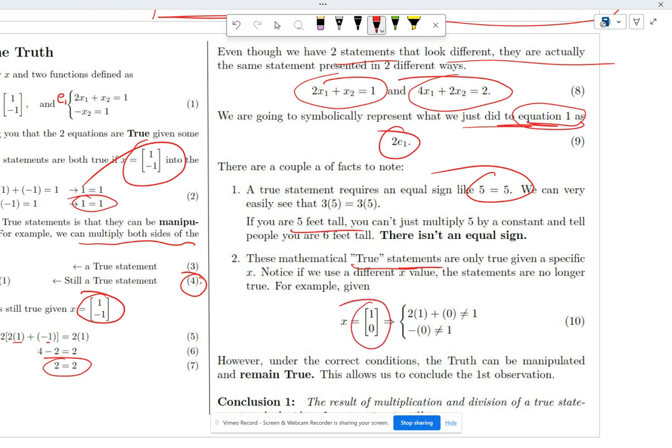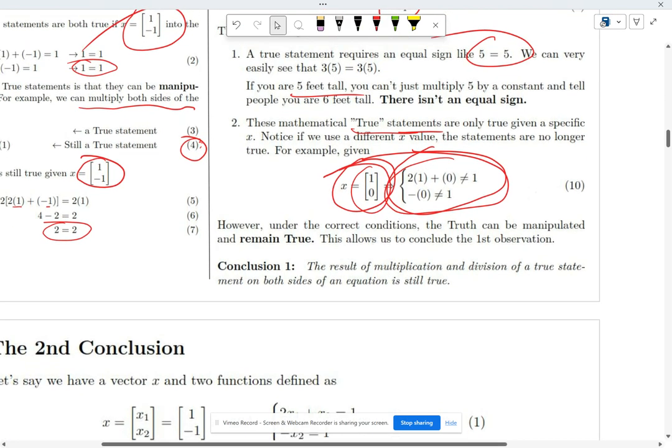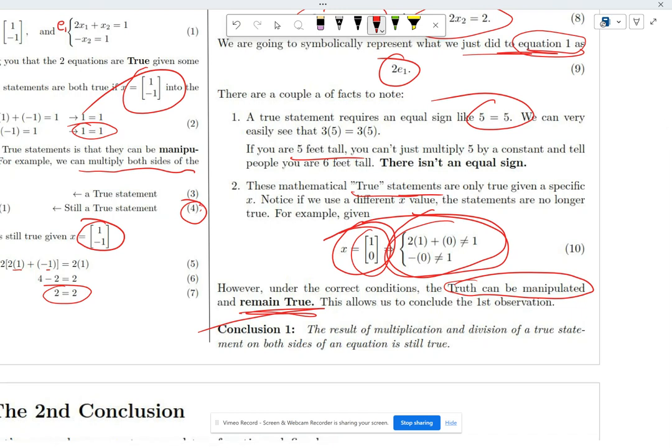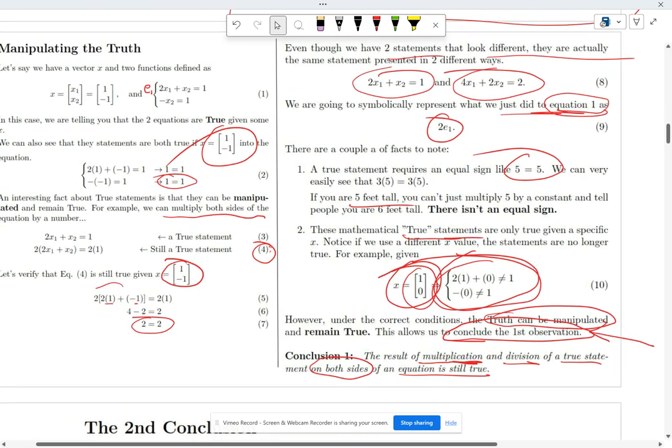So if you plug in 1 and 0, they're no longer true. So there's some x value that can make both of them true. So under the correct condition, the truth can be manipulated and somehow remain true. This allows us to conclude the first observation. The first observation says that the result of multiplication and division of true statements on both sides is still true. Essentially what we just did here.